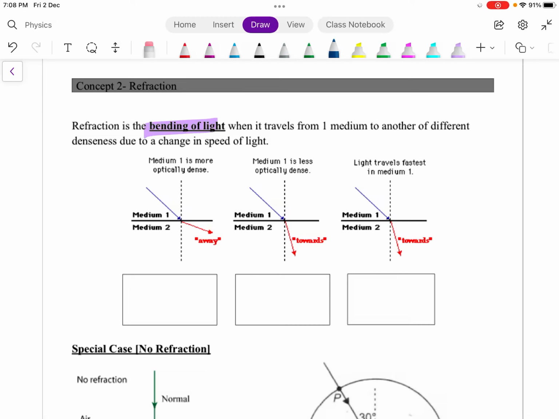Alright, so let's go through the concept of refraction. So what is refraction? Refraction is the bending of light when the light travels from one medium to another medium of different denseness due to the change in speed of light.